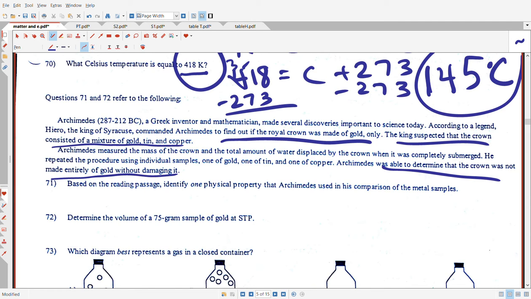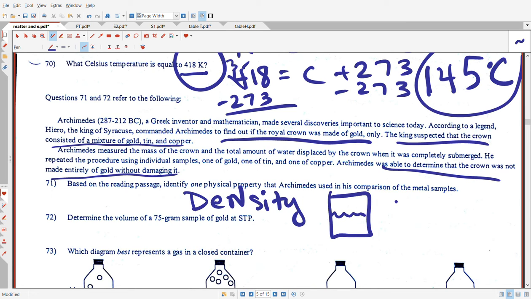What's one physical property he used? Its density. Hopefully you all know this story. It's like if you have a bunch of liquid and then you put the crown in, what happens is the crown is going to displace the water, which means move it up.